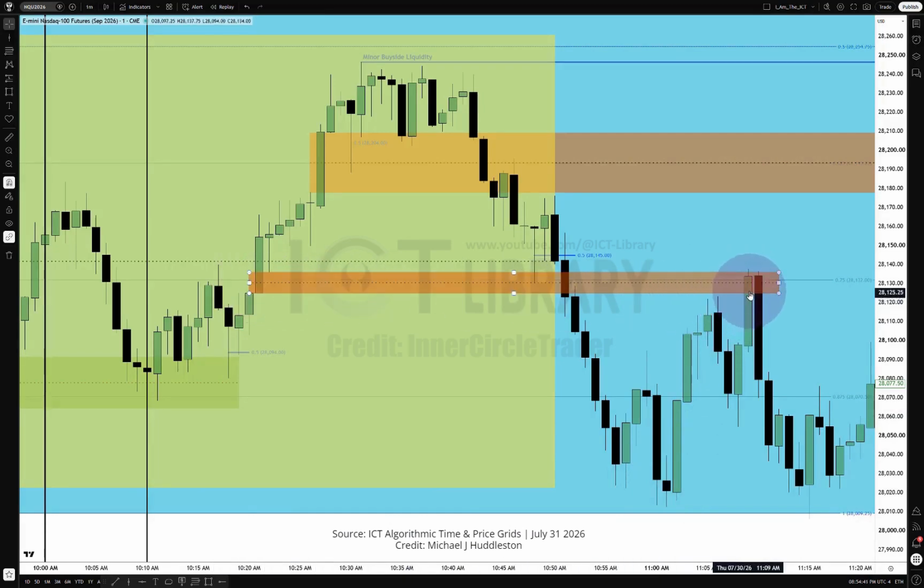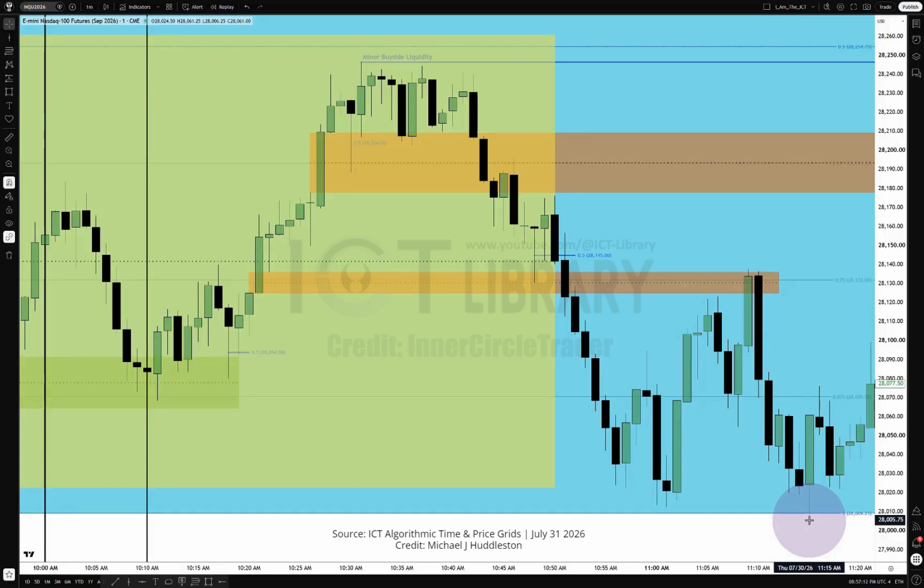When it forms, it's ironic. It's almost mystical that the last candle is 10 minutes after 11. That's the close of my macro. So we get the inversion fair value gap here. The market starts to sell off. And look at that. It goes right down to the low of the daily suspension block. Isn't that crazy? It's wild, isn't it?